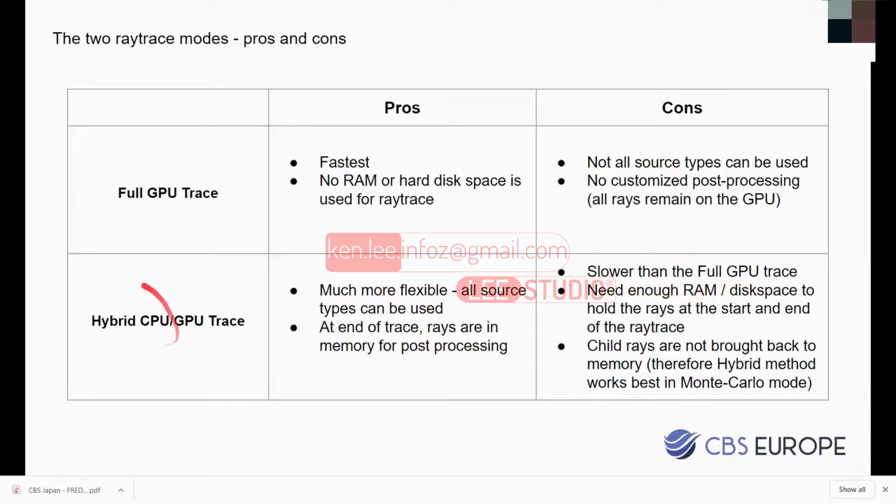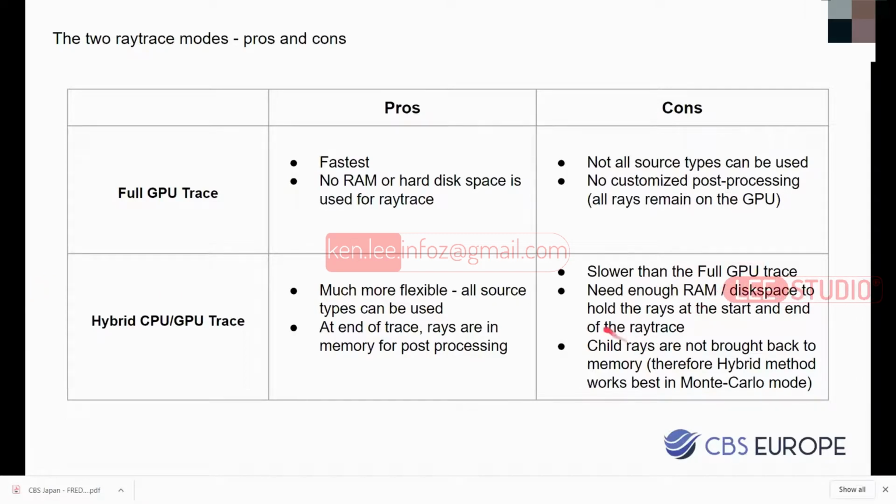The hybrid is more flexible. All source types can be used. And at the end of the ray trace, all the rays are in memory, available for any post-processing or other analyses. However, it's slower than the full GPU ray trace, and you need to have enough RAM and disk space to hold the rays at the start and the end of the ray trace. This matters if we're talking about billions of rays, because a billion rays is 200 gigabytes of RAM, for example. So you need to be careful.